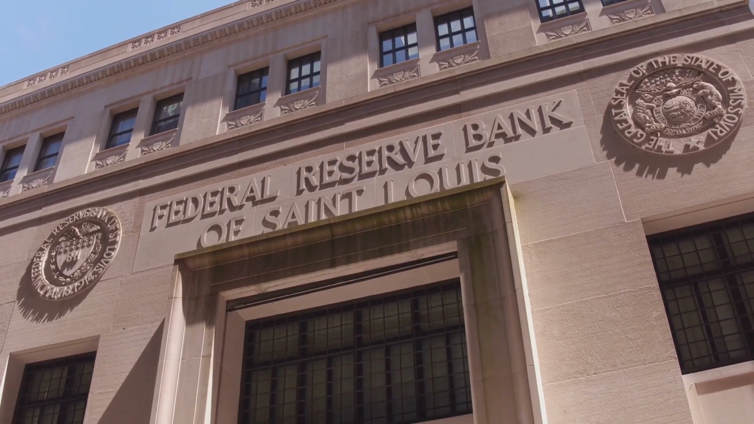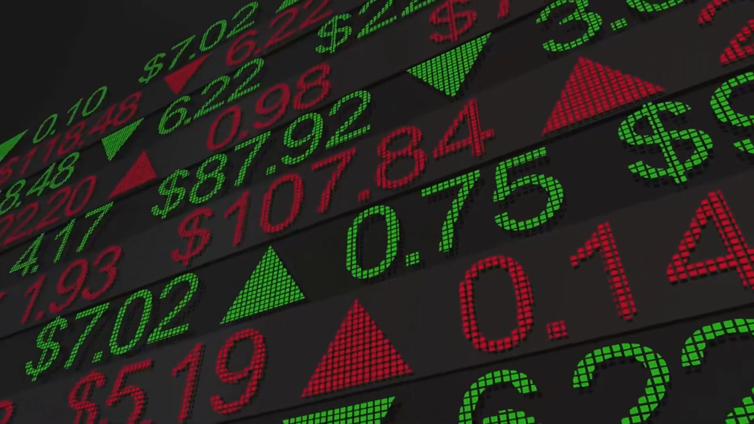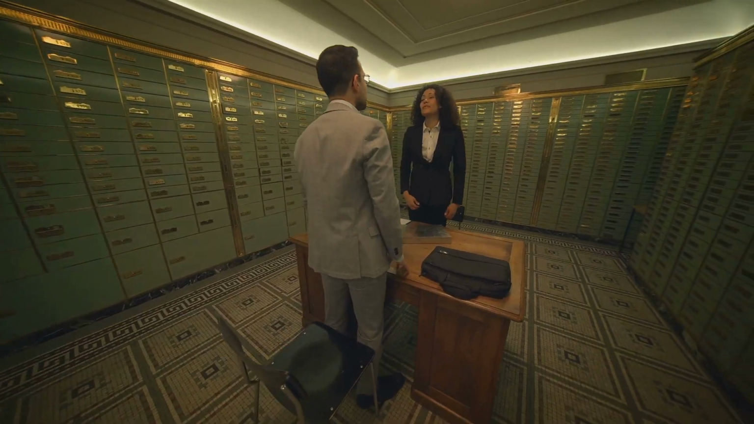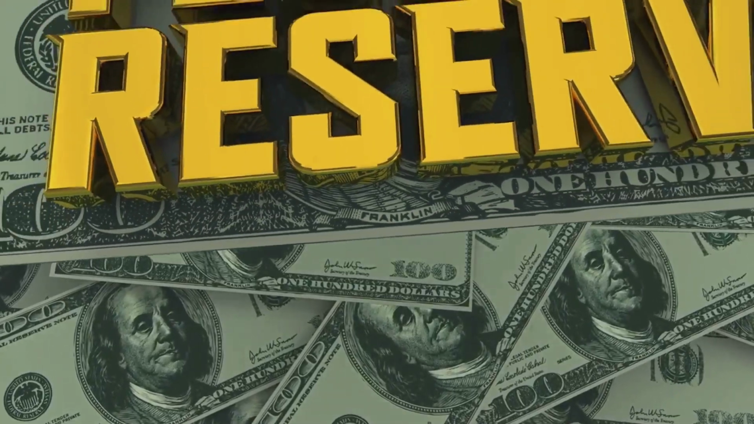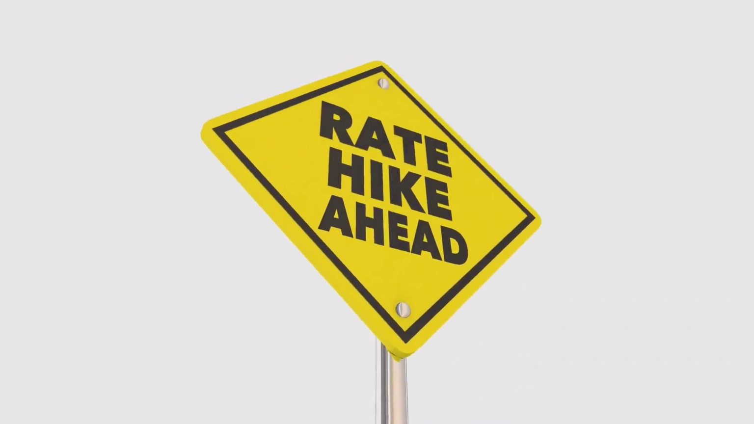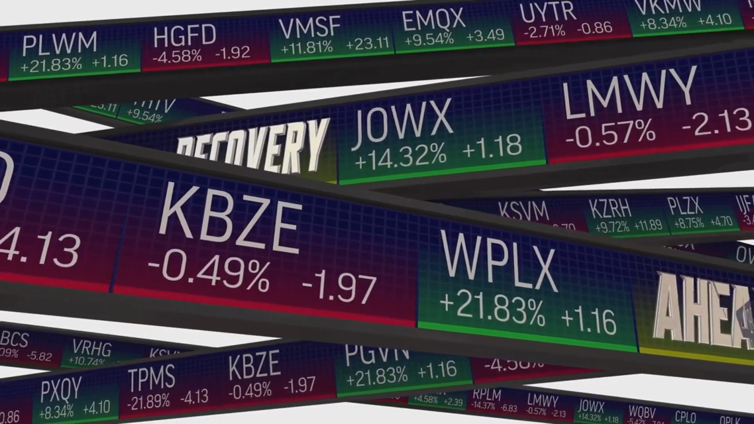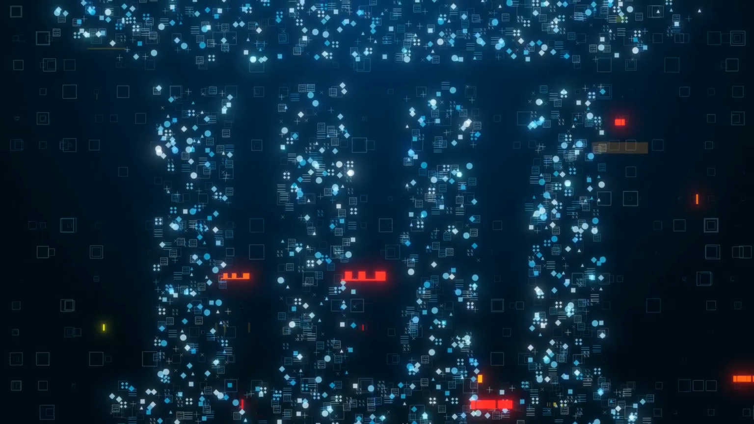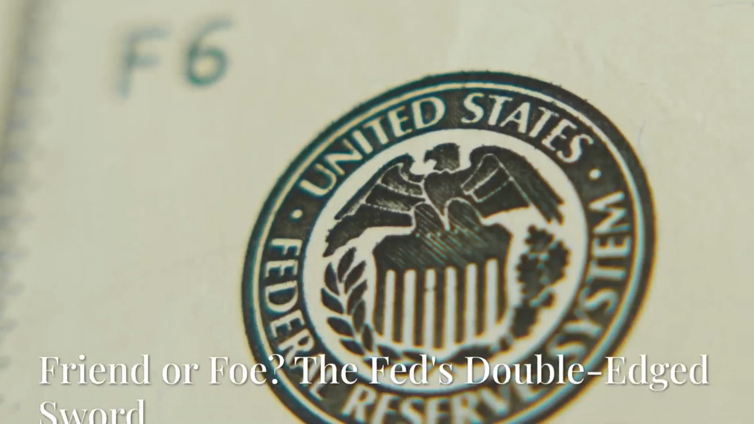Section 5. The 2008 crisis, the Fed's defining moment. Remember the 2008 financial crisis? Yeah, not exactly the Fed's finest hour, but it was a defining moment for the institution. As the housing bubble burst and the economy went into freefall, the Fed stepped in with unprecedented measures, slashing interest rates to near zero and unleashing QE on a massive scale. These actions are credited with preventing a full-blown depression, but they also raised concerns about moral hazard, bailing out the very institutions that caused the crisis, and the long-term consequences of such extraordinary monetary policies.